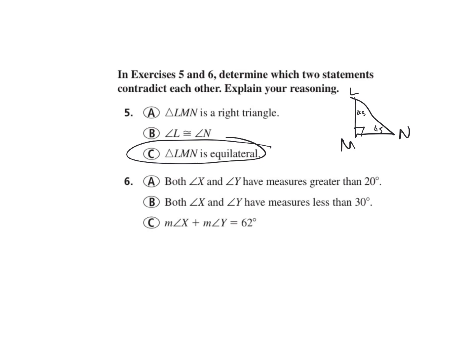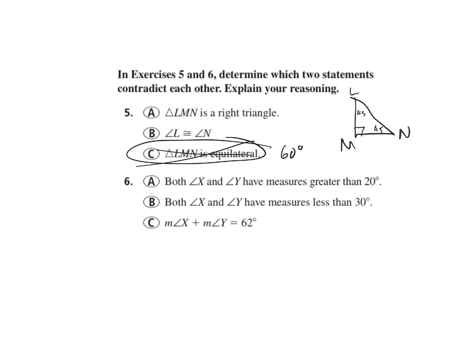It's also equiangular, and they'd all be 60-degree angles. So angle C contradicts the first two. All right, so now both x and y have measures greater than 20 degrees. Okay, both x and y have measures less than 30 degrees. All right, so that means both of them are between 20 and 30 degrees.